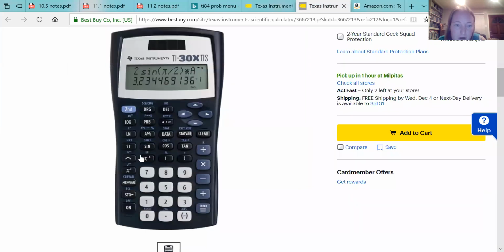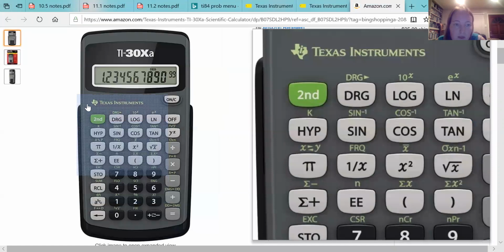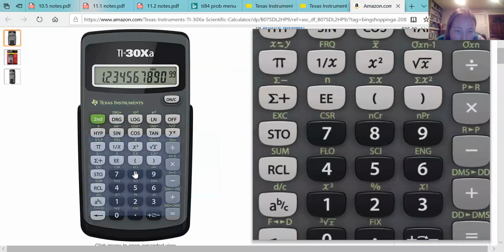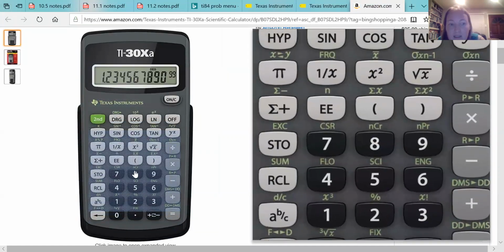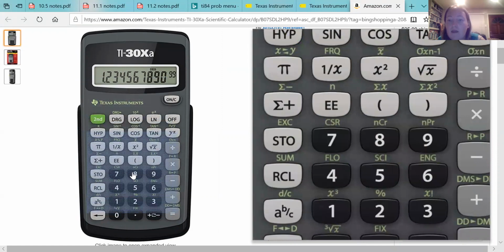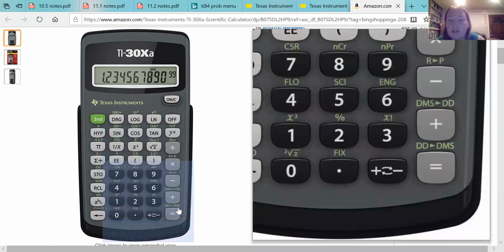On the scientific, you go to probability, and aside from the factorial, there's also another option if you hit to the right once for NCR. And for these ones, the NCR is right here above the 8. So you'd hit your N value first, then you'd hit this button by hitting second 8, and then you'd hit your R value and then enter.